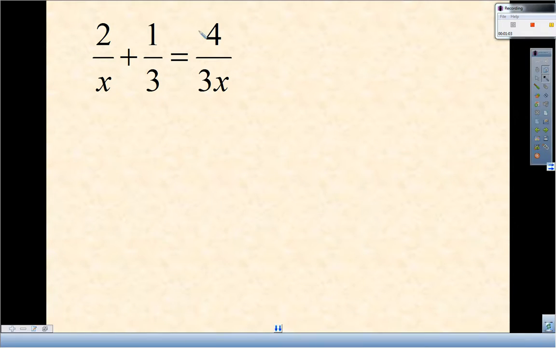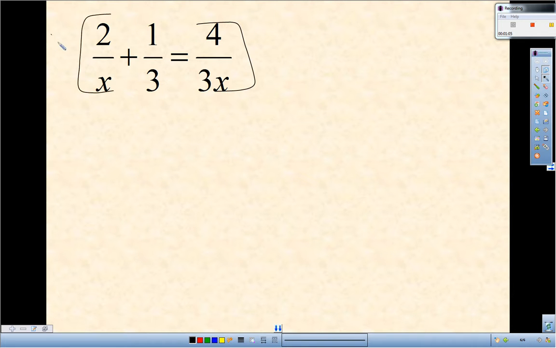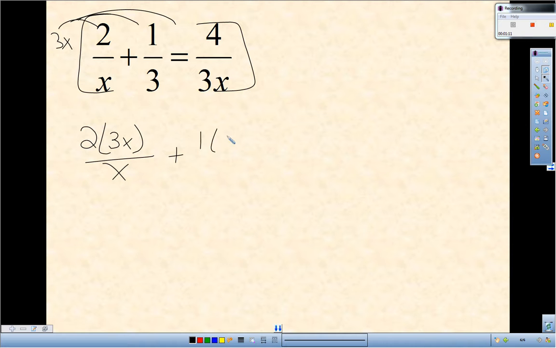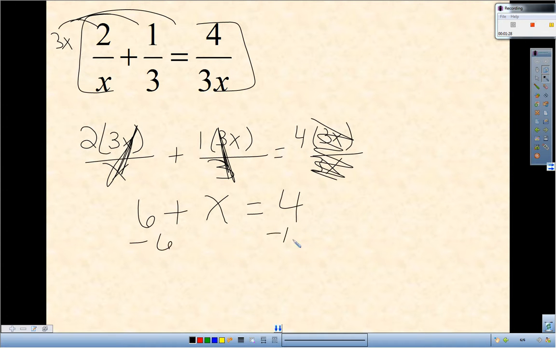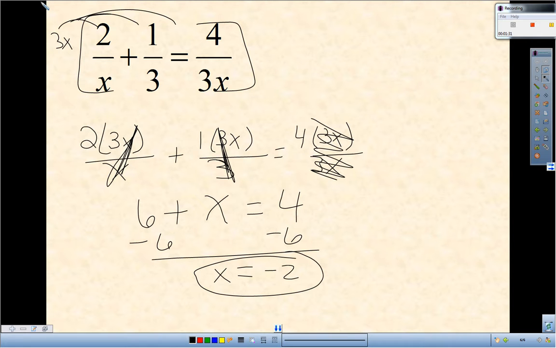For the next one, my common denominator would be 3x. So I'm going to multiply everything by 3x. So 2 times 3x over x plus 1 times 3x over 3 equals 4 times 3x over 3x. Let's see what will cross out. In the first fraction, the x's cross out. 2 times 3 is 6. In the middle fraction, the 3's cross out. That'll leave me x. In the last fraction, the 3x's cross out. That'll leave me 4. To solve this for x, subtract 6, so that gives me negative 2 as my answer.